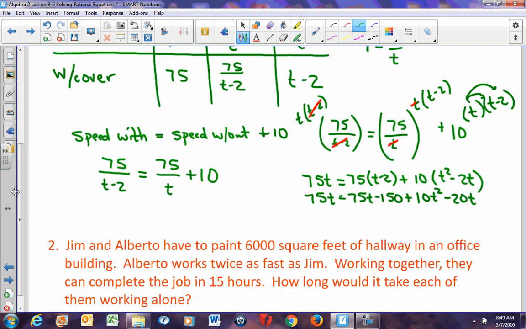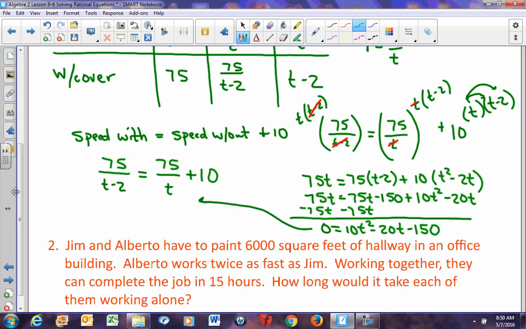Now we can simplify this. Get everything set equal to 0. All right, so I'm going to move this 75t over here. And I now have 0 equals 10t squared, because I'm putting it in standard form, minus 20t minus 150. Okay. So I need to factor that. I'm going to move this over here so I can actually factor it. If I take a 10 out of that, I'm going to be left with t squared minus 2t minus 15.